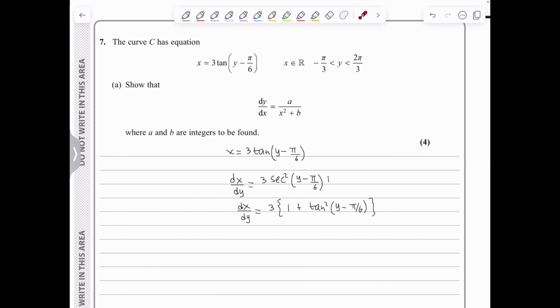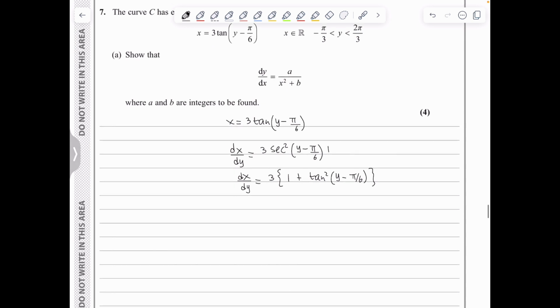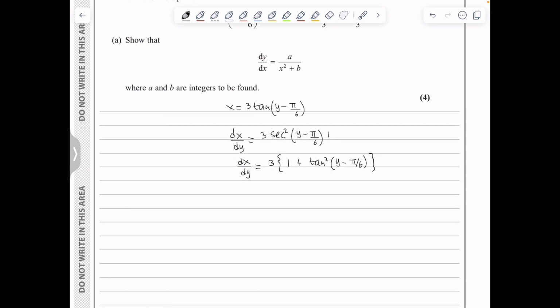And then we know that tan of (y minus pi over 6) is simply x over 3. So I will be substituting the tan squared with (x over 3) squared. So we've got dx/dy is equal to 3 brackets 1 plus (x over 3) all squared, which leads to dx/dy being equal to 3 brackets 1 plus x squared over 9.